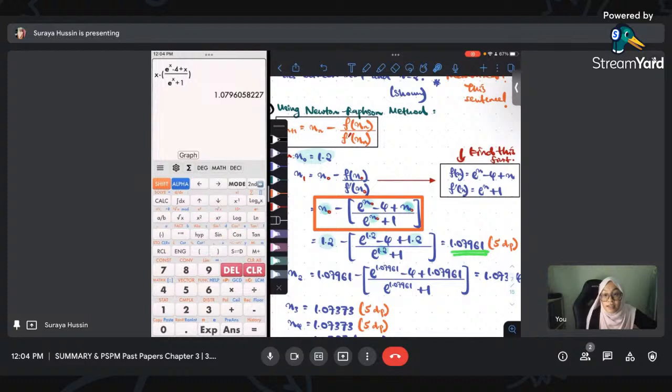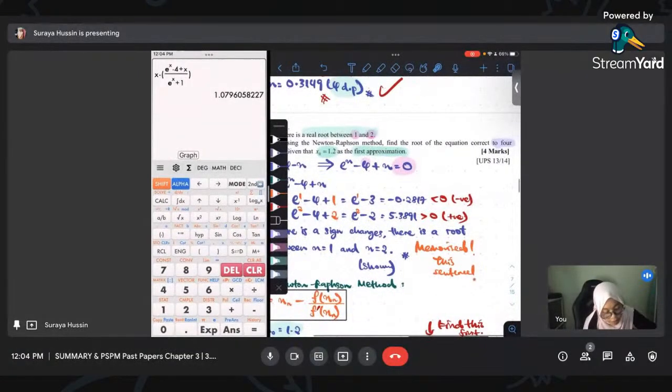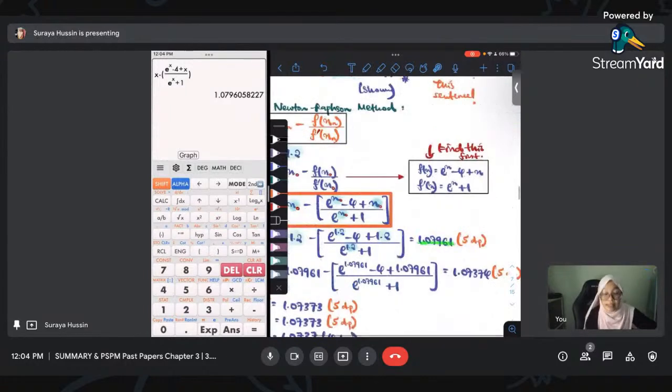So your answer is 1.07961. See? It's the same, right? Cumanya Miss ambil 5 decimal place sahaja. Tak payah tulis panjang-panjang. Nanti buat careless mistake. So just tulis 5 decimal places. Because soalan ni minta 4. Dia minta 4. So you must lebihkan 1 decimal places. Okay, you kena make sure you lebihkan 1 decimal places untuk dalam solution di atas.